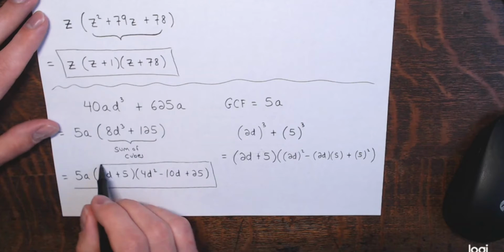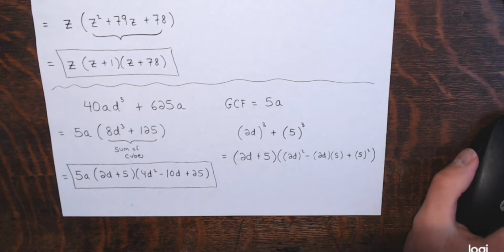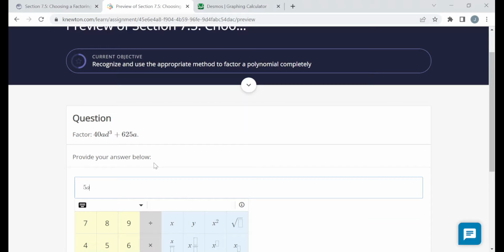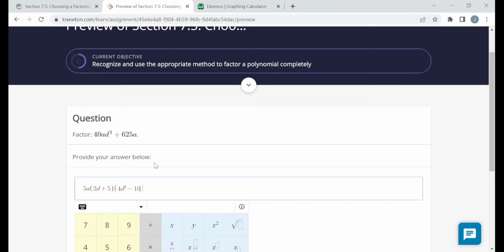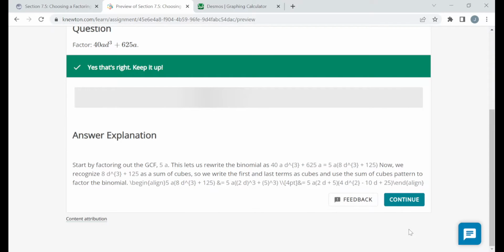So this is as factored as that polynomial gets, and that's what I'm going to type. Alright, so we had 5a times the quantity 2d plus 5 times the quantity 4d squared minus 10d plus 25, and that should be good. Excellent.